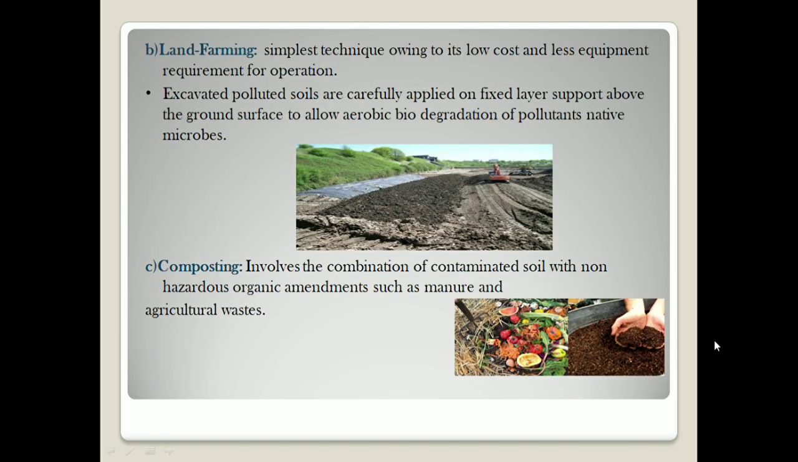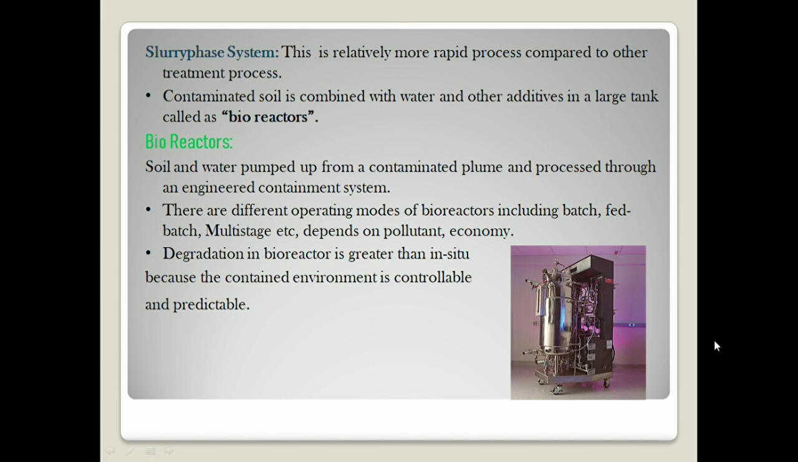Next, land farming. It is one of the simplest techniques due to its low cost and less equipment requirement for the operation. Excavated polluted soils are carefully applied on a fixed layer which is supported above the ground surface, and these are allowed aerobic biodegradation of pollutants by native microbes. Composting. It involves the combination of contaminated soil with non-hazardous organic amendments such as manure and agricultural wastes. Under the slurry phase system, this is one of the rapid processes compared to other treatment processes.